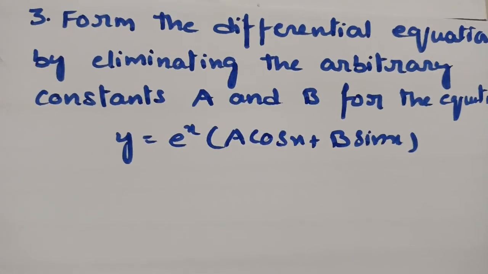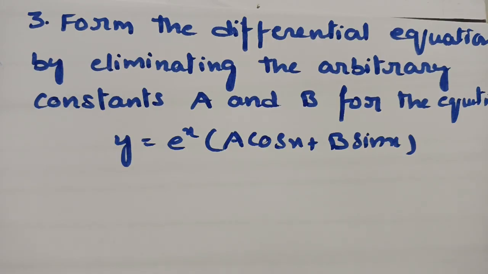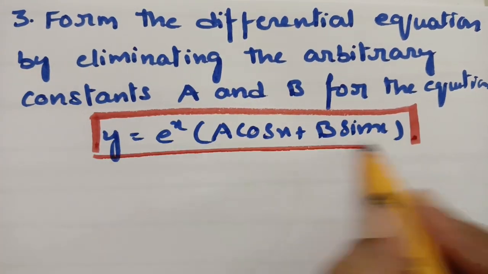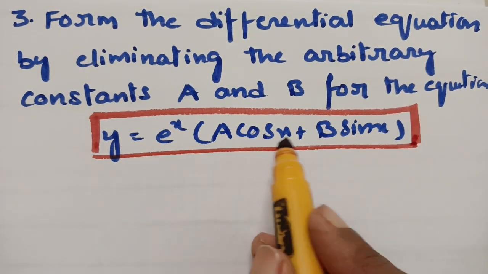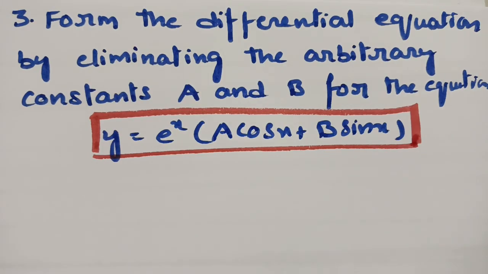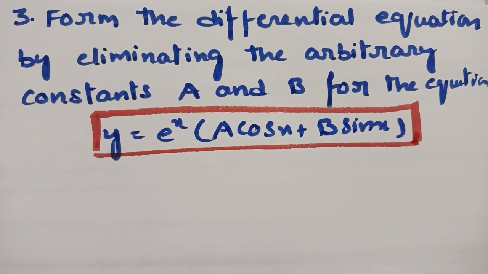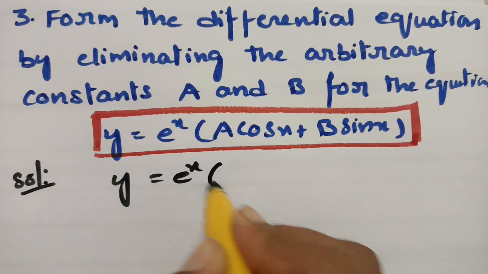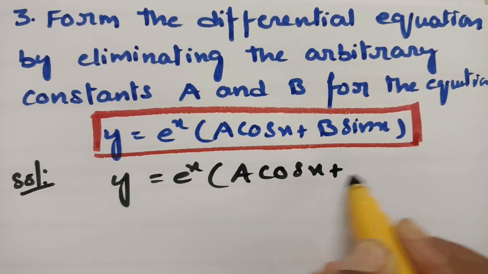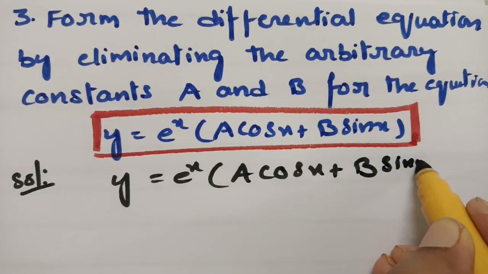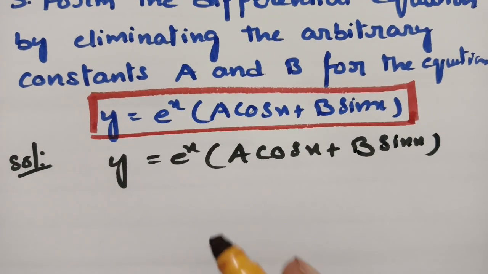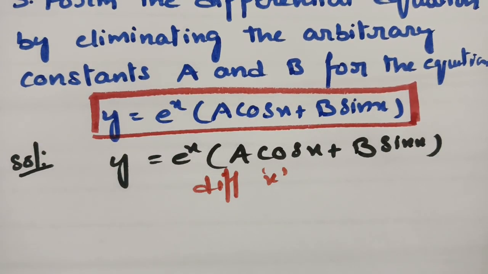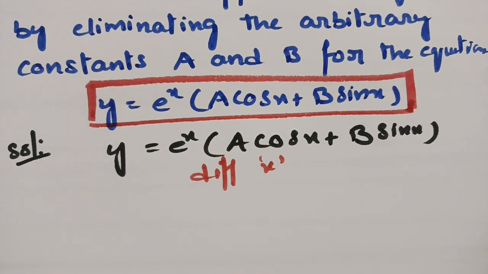Form the differential equation by eliminating the arbitrary constants capital A and capital B for the equation. So this value is y is equal to e power x into a cos x plus b sin x. So here, first thing is we have to write this equation: y is equal to e power x times of a cos x plus b sin x. First, I am making a derivative with respect to x. Differentiate with respect to x. So here this is u and this is v.